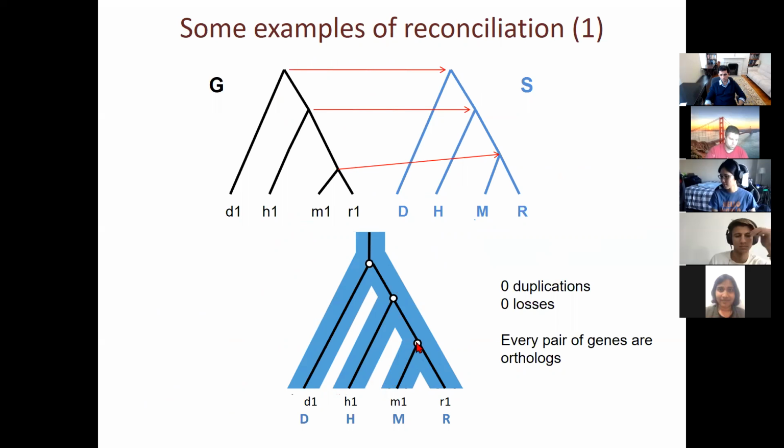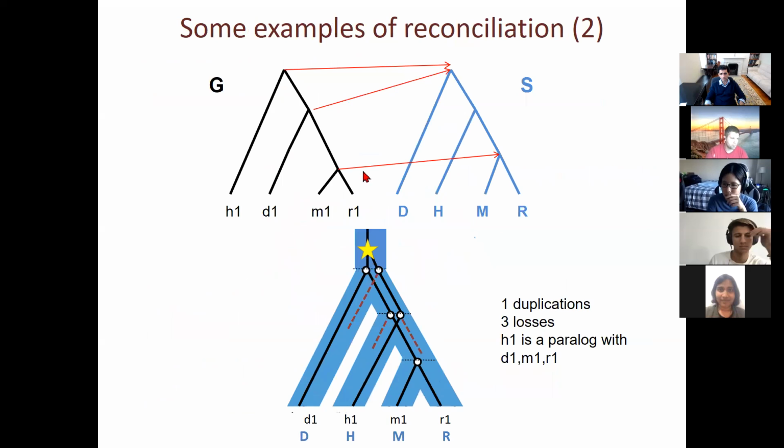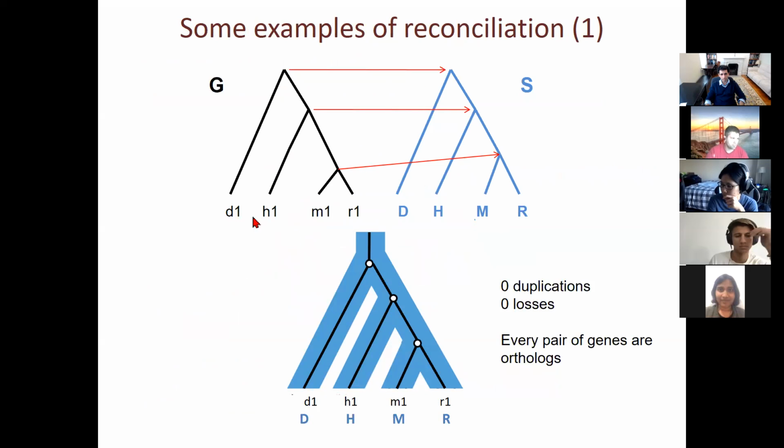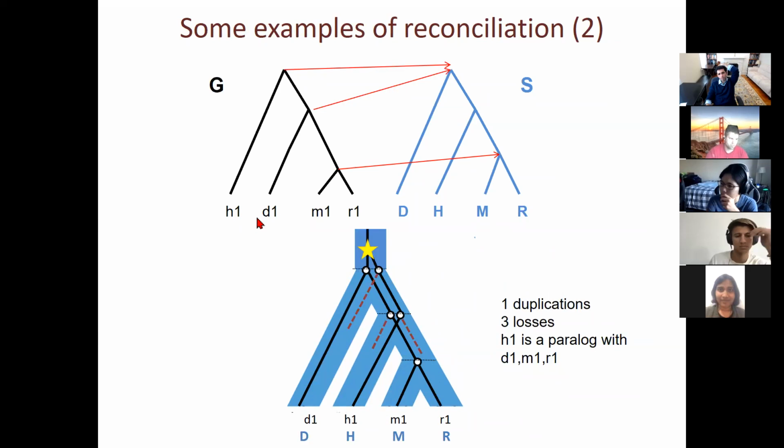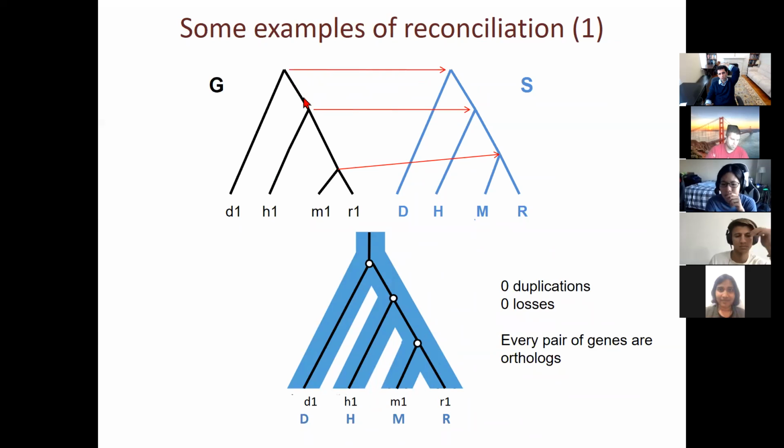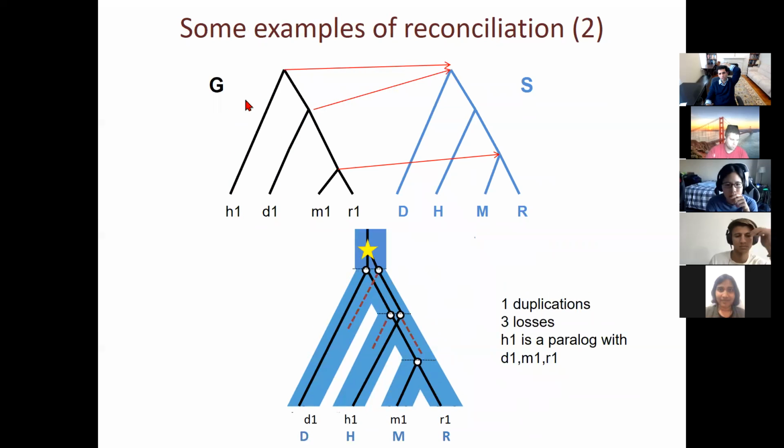So here are some examples to gain intuition about reconciliation. If you have a one-to-one mapping between this gene tree and that species tree, then there are zero duplications, zero losses, and every pair of genes is in fact orthologous. But if I swap, for example, the D and the H branches, all I'm doing here is swapping two branches in the gene tree. And this kind of swapping could happen simply because of a mistake. Perhaps this branch is very short, and in that location, human had a few more mutations that pushed it up the tree, and therefore human was rooted outside.